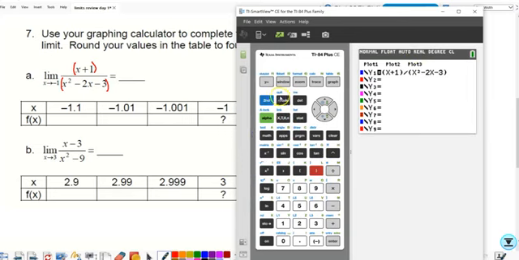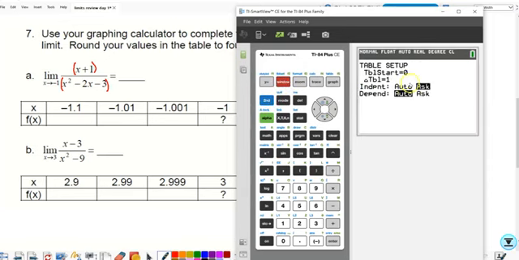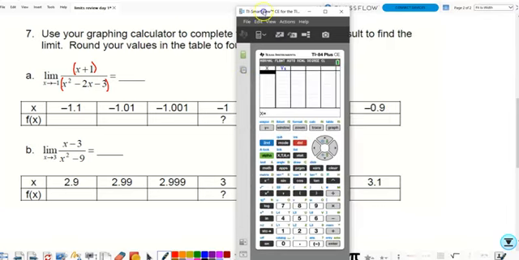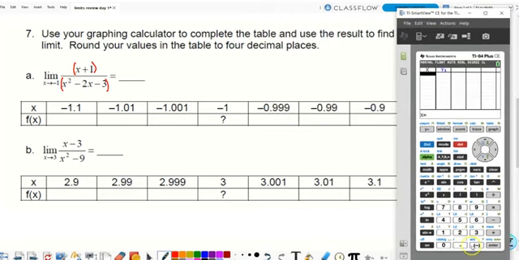And for the first time I'm making one of these tables, I'm going to go to second window. I have to set my independent to ask, so my calculator is already set up for me that way. If yours is not, arrow down to ask and hit enter. Then I'm going to go to second graph, which is my table, and delete out all those values. And now I'm going to type in these values.